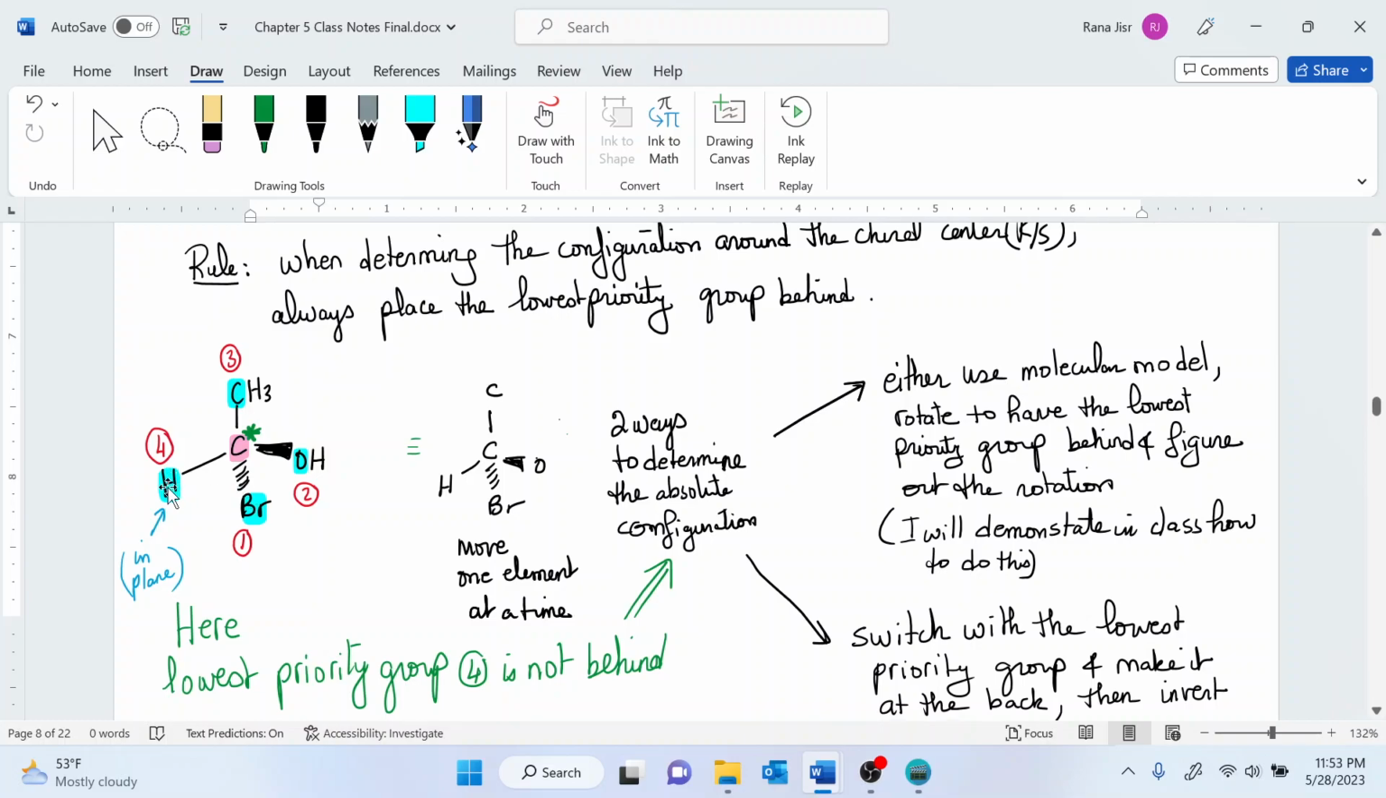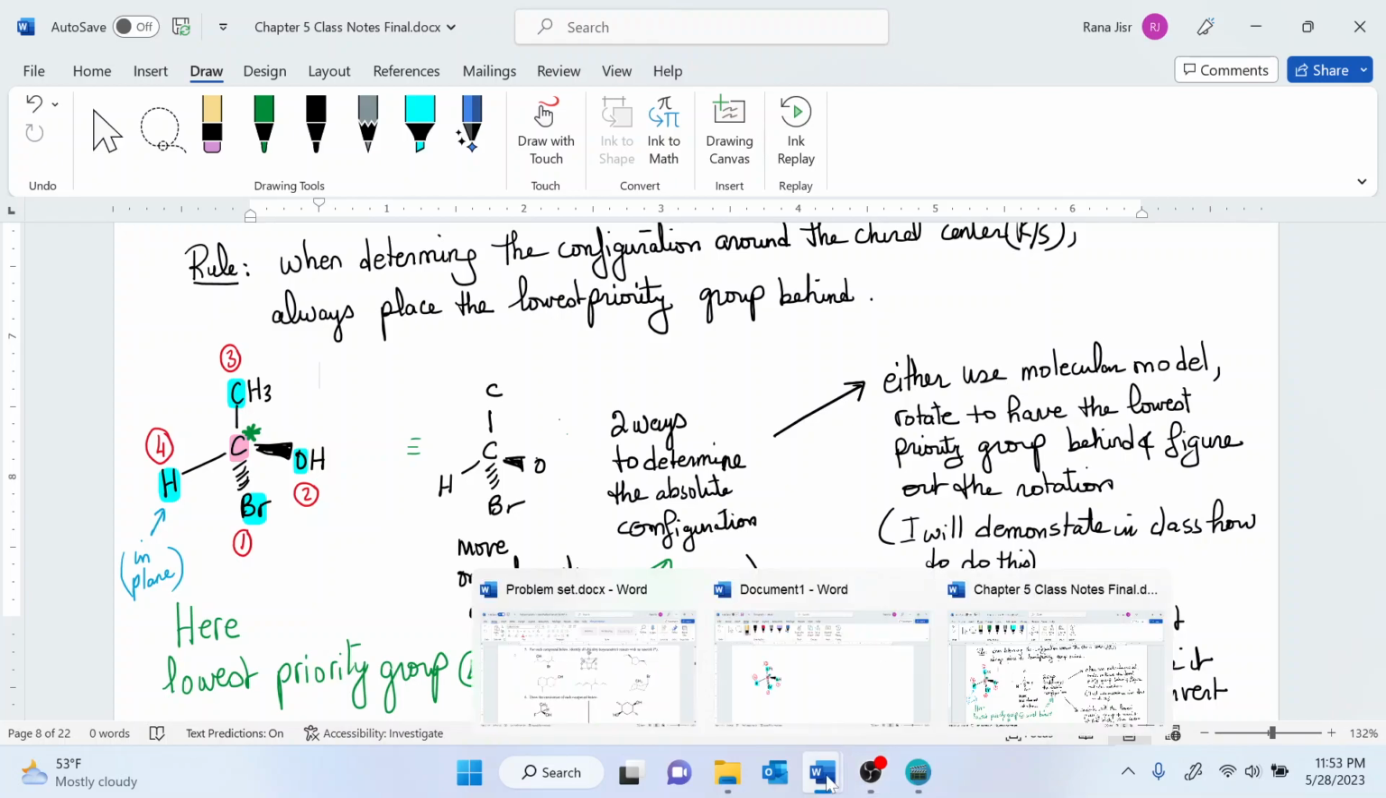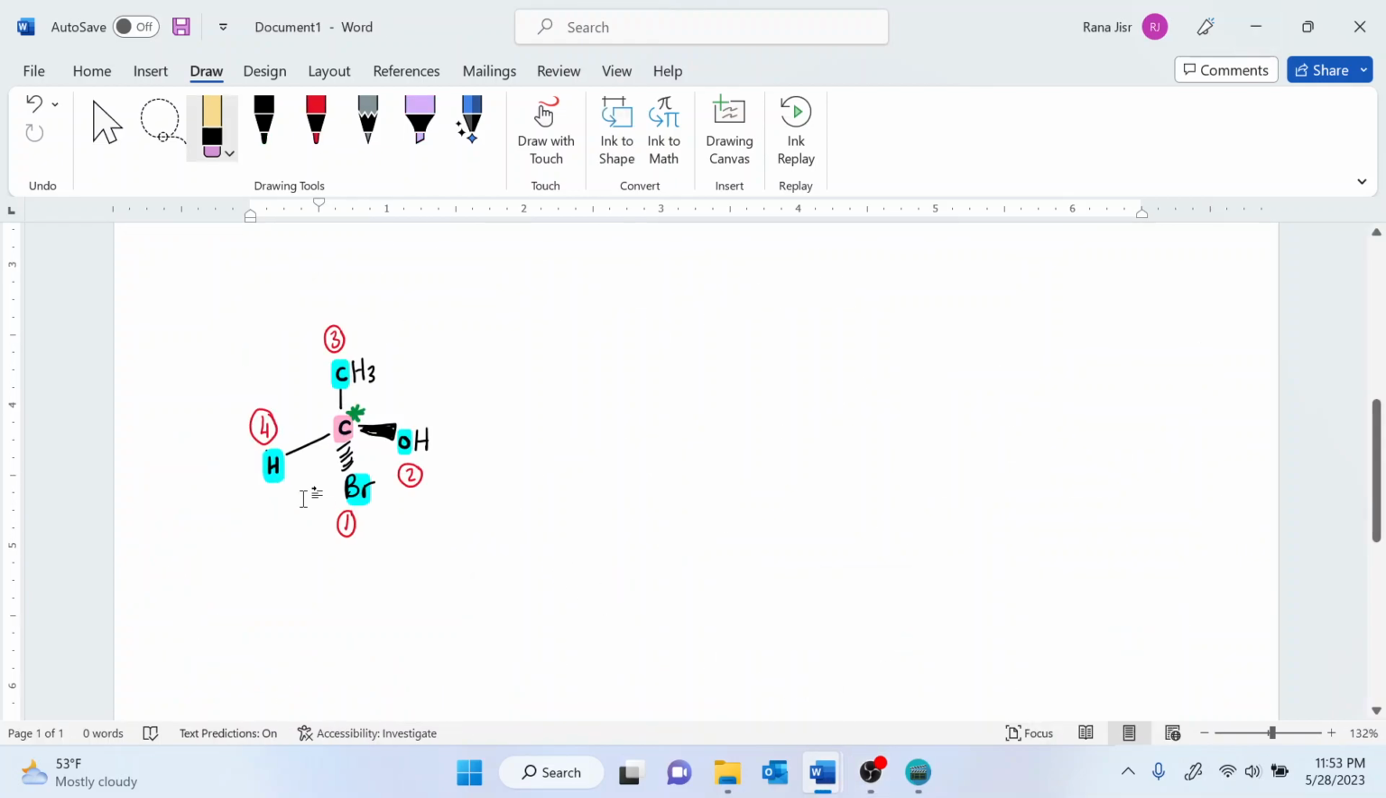Now, if you've noticed here that the lowest priority group is not behind, I'm just going to copy the same example over here. So this is the same example. And this is the case wherever you don't have your lowest priority group behind. So this is what you do over here. You look for the group that is behind. And the group that is behind here is the bromine. And you look for the group that is the lowest priority. And you go ahead and you switch them.